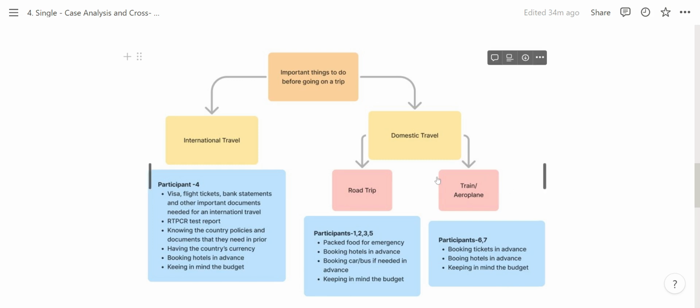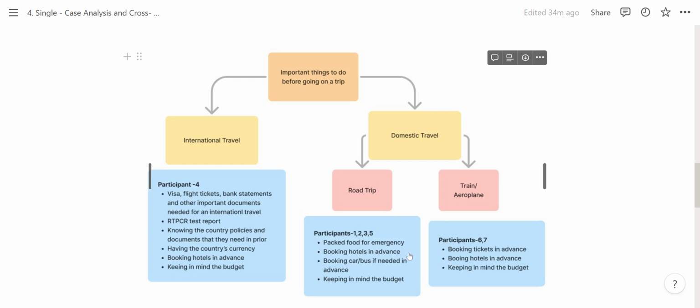So, in this step, I noted down the common points told by participants in each of these divisions. For the international travel, the participant had talked about a few important documents, policies and currency. Those were some important things that this participant had observed, so I've noted all of that down here. And for road trip, I've noted down the common points told by each of these four participants, and I've done a similar process for the train or aeroplane as well.